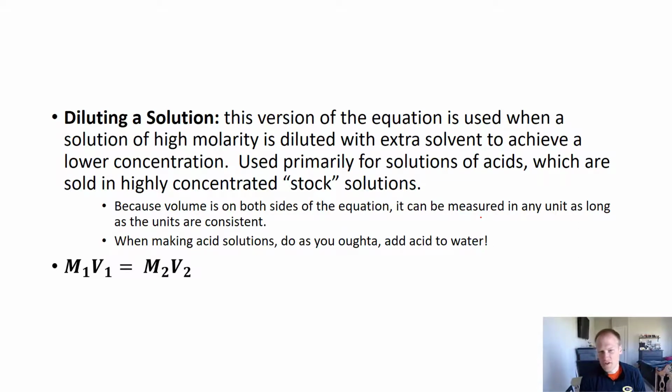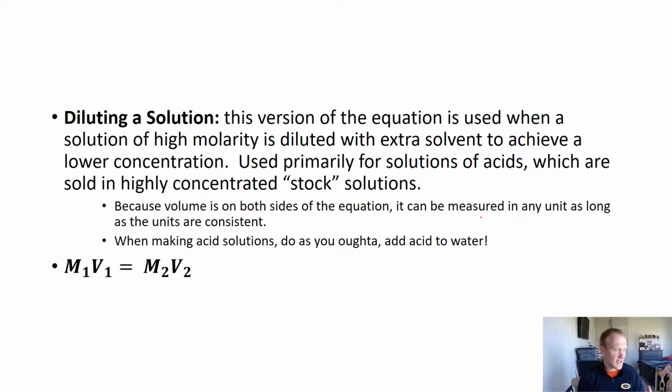This version of the equation is used when a solution of high molarity is diluted with extra solvent. So the idea here is when we get acids from a scientific supply company, it's concentrated, and it's like 16 molar, which is really strong, really dangerous, and we wouldn't use that in lab. So we would dilute it to a lower concentration, like 1 molar or 3 molar, so that it's safer to use. And the way we do that is with this diluting equation, M1V1 equals M2V2.